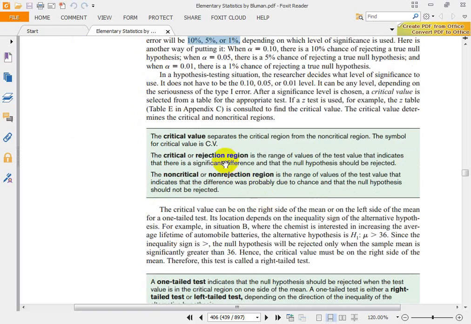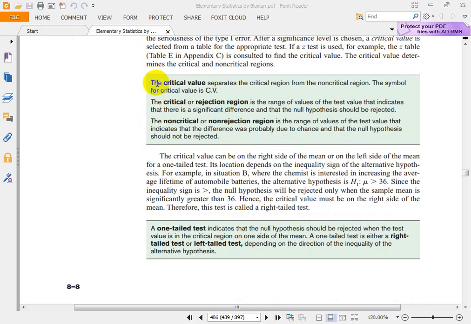Okay, so now we'll be considering the critical value. Critical value separates the critical region from the non-critical region. The symbol of the critical value is CV. The critical or rejection region is the range of values of the test value that indicates that there is a significant difference and that the null hypothesis should be rejected. The non-critical or non-rejection region is the range of values of the test value that indicates that the difference was probably due to chance, so the null hypothesis should not be rejected.